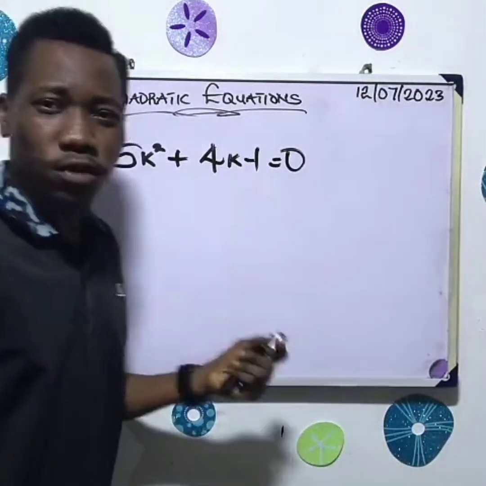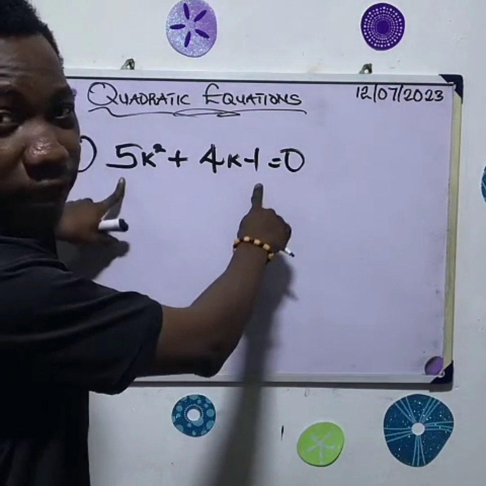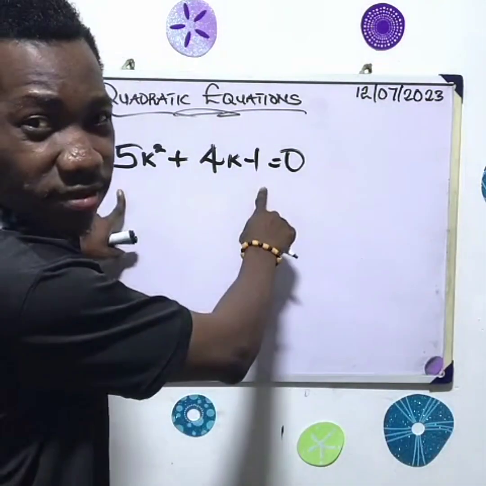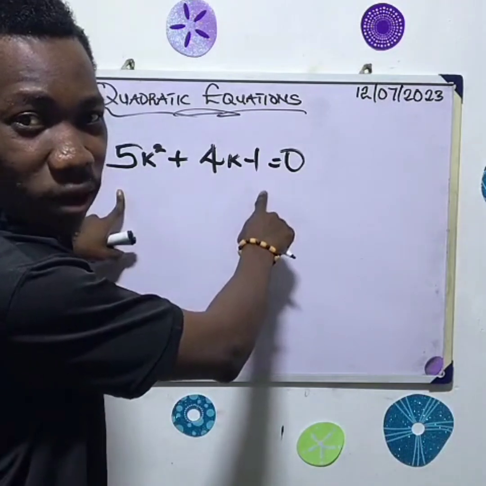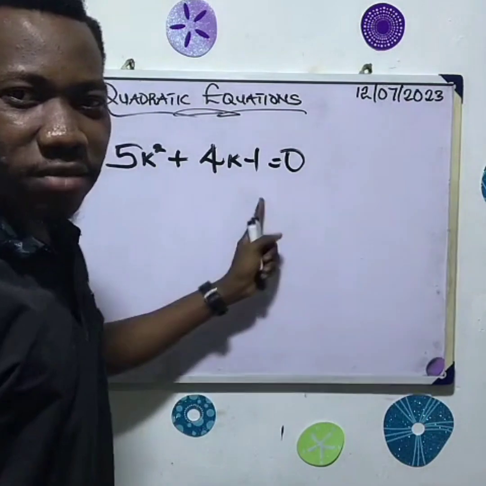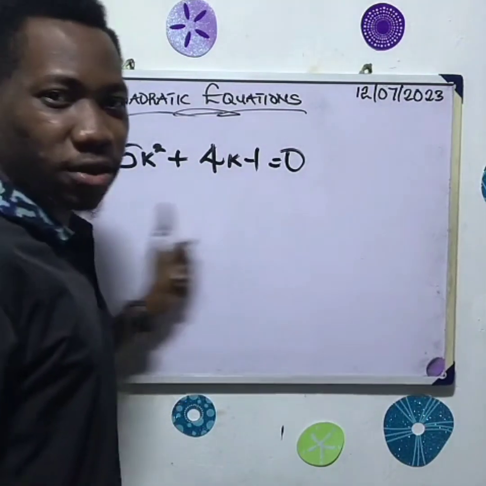So what is the first thing we want to do? You want to multiply your a by your c. What is our a? Our a is 5. And what is our c? Our c is minus 1. Hello Ness, welcome, good evening to you. So 5 times minus 1 will give us minus 5.